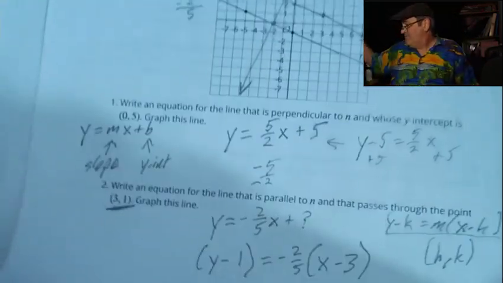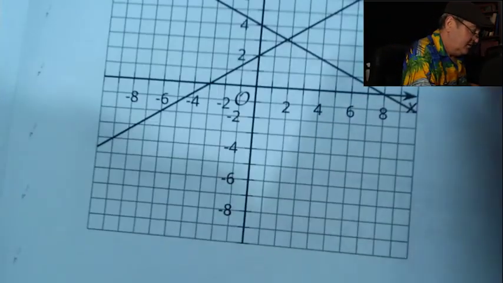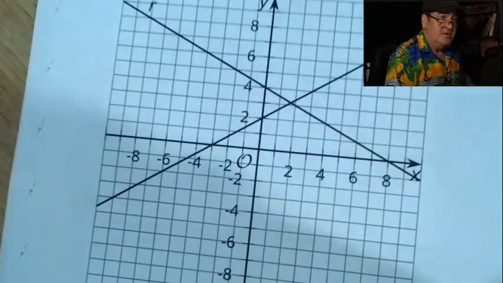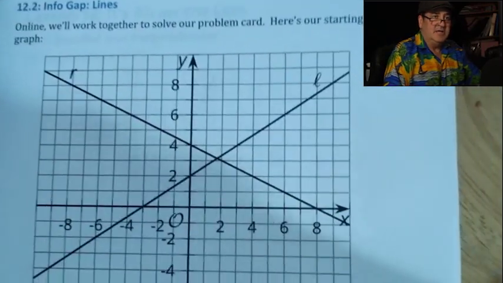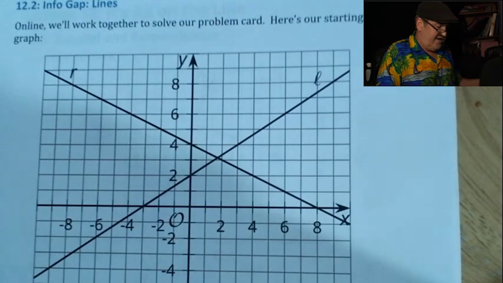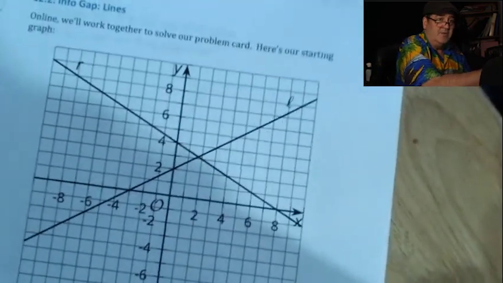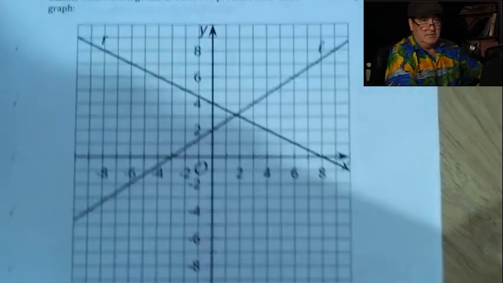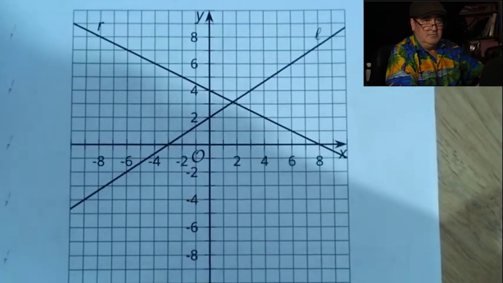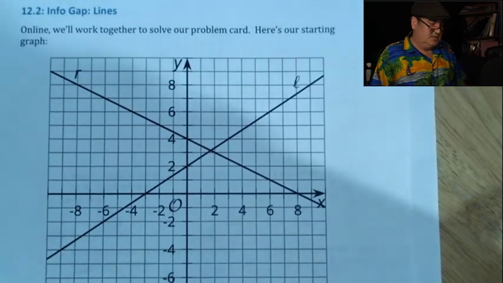So now let's look at our next thing we have to do. Our second thing, 12.2. It says info gap lines. Okay, this is one of those exercises where previously in class, I'd hand out cards. You'd have a problem card or a data card, and we'd have to work with a partner. Well, that's not going to work too well with online, so we'll do this as just a group here.